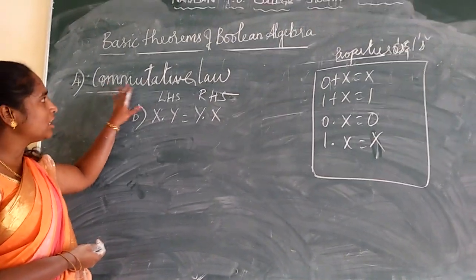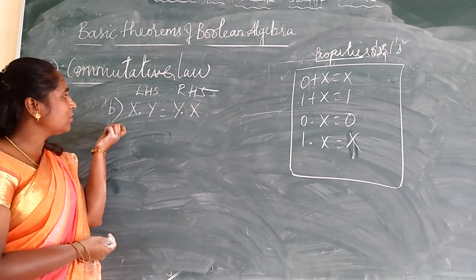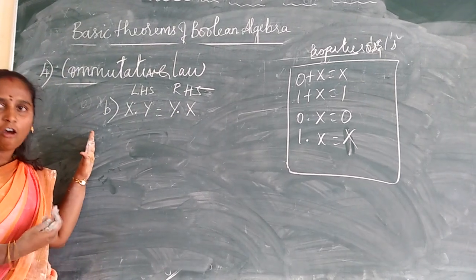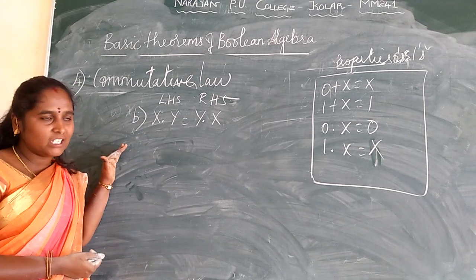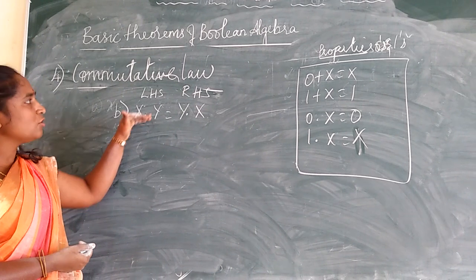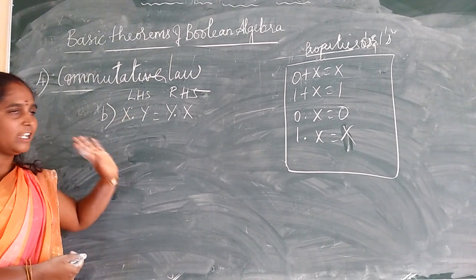See your commutative law, the B part is using an AND operator. You are going to prove that LHS should be equal to your RHS. So first we have seen your OR condition. Now next we see your AND operation. We have seen your logic circuit. So this is your LHS. You have to prove that all the values in the LHS should be equal to the RHS for all the possible values of zeros and ones.